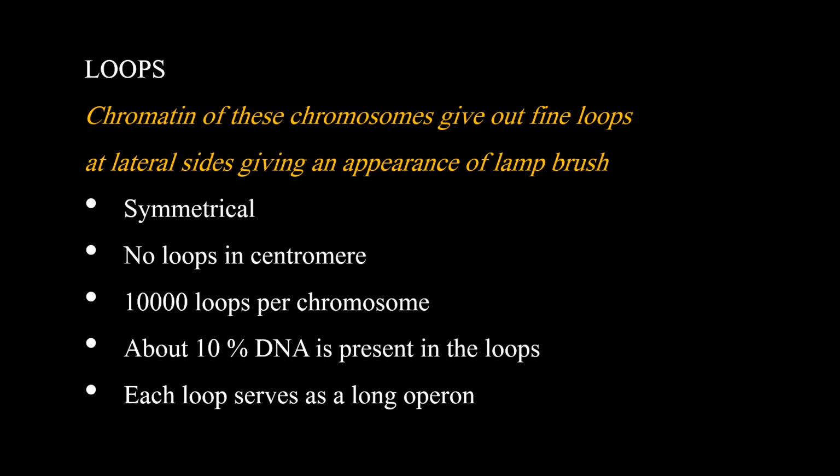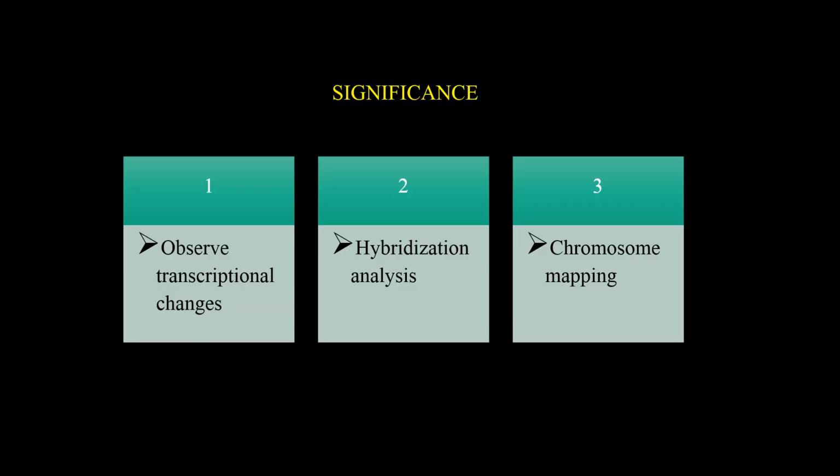Each loop is covered by a matrix that consists of RNA and associated proteins. Thus, each loop of the Lamb-Brush chromosome is found to perform intense transcription of the RNA molecules. The loops are very significant because they are used in the observation of transcriptional changes, hybridization analysis, and in chromosome mapping because every loop appears at a particular point in the chromosome.